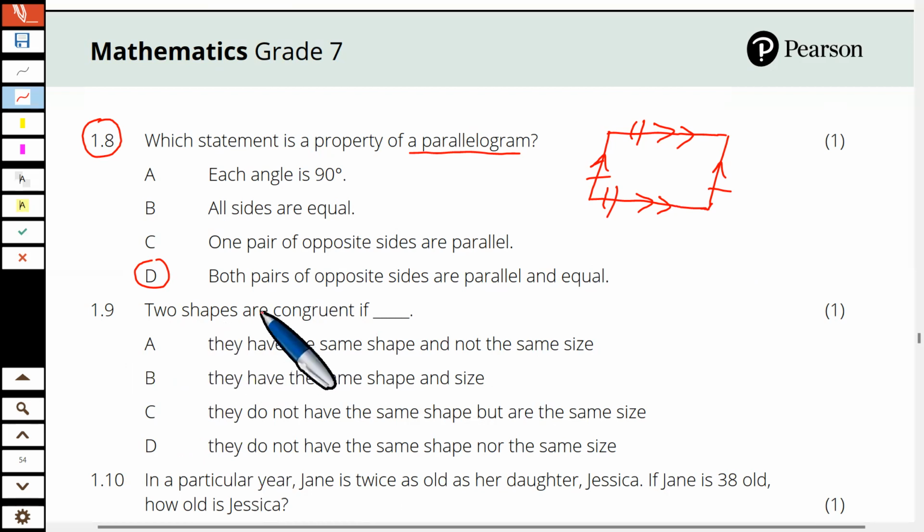Let's look at 1.9. Two shapes are congruent if they have the same shape and not the same size. They have the same shape and size. They do not have the same shape, but the same size. They do not have the same shape, nor the same size. So which one is the correct answer here about the two shapes that are congruent? Your thoughts, please. 1.9. They have the same shape and size. Okay, let's check that one. Definitely. So in other words, in 1.9, the correct answer is B. Well done.